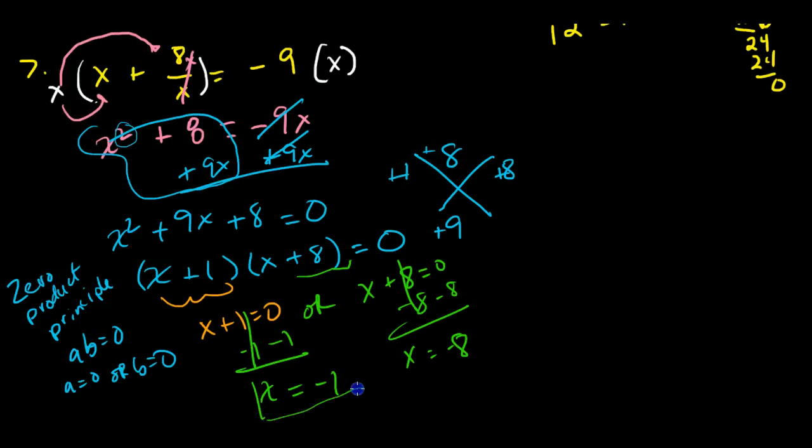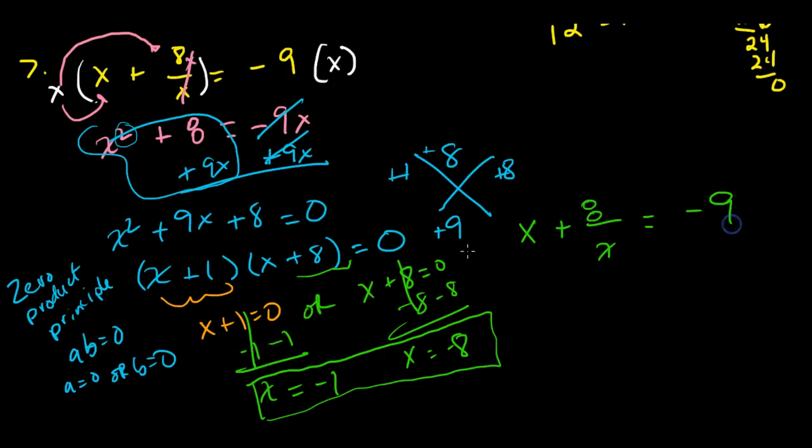Now these are my answers only if they do not give me an invalid rational expression in the original equation. So here is my original equation: x plus 8 over x is equal to -9. Remember that in this term here, x cannot be 0. Well, neither of these numbers are 0, so both of them are correct.